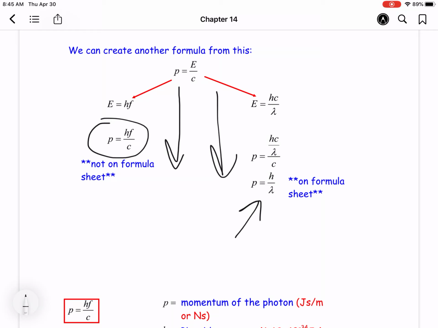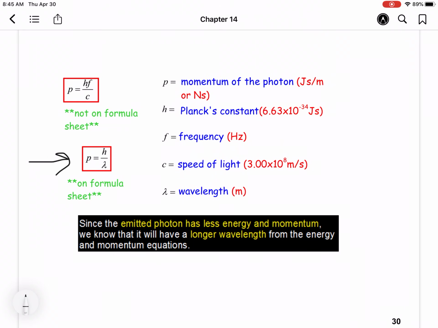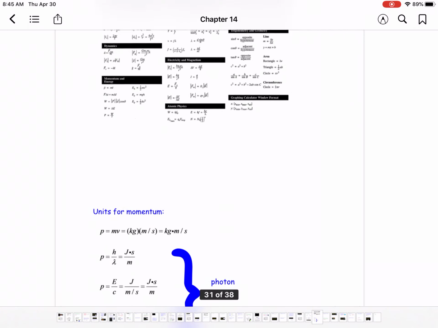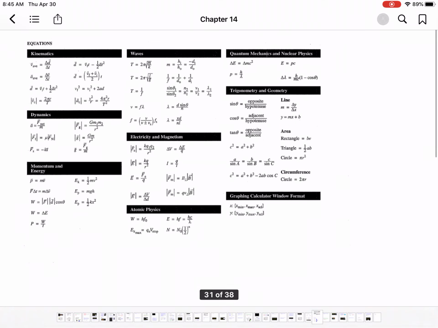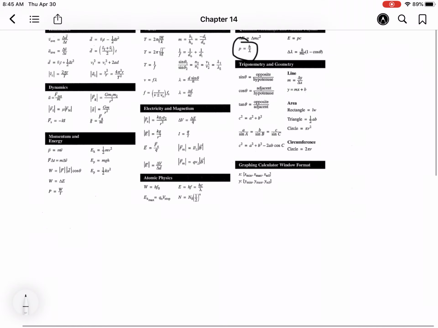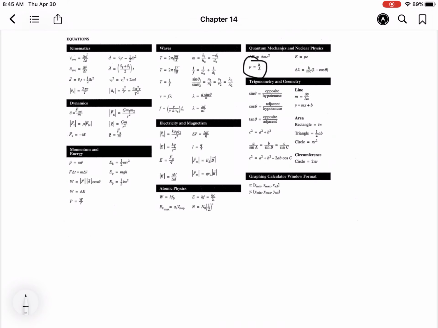Since they all kind of link together, we have to find these pathways where we're using 2 or 3 or 4 equations. This one is on your formula sheet. That's a very common one, so they use it on a formula sheet, and we can go from there. It's right here: p equals h over lambda, h being Planck's constant, lambda being the wavelength.